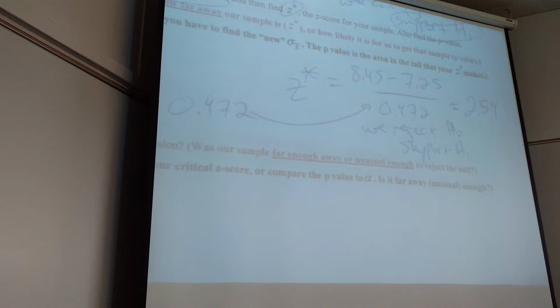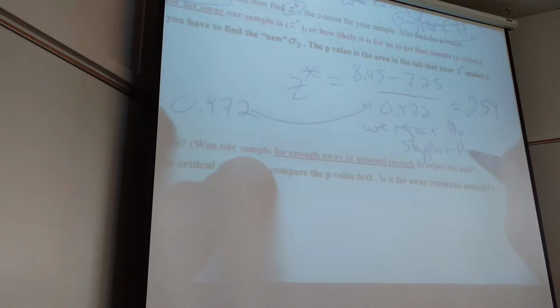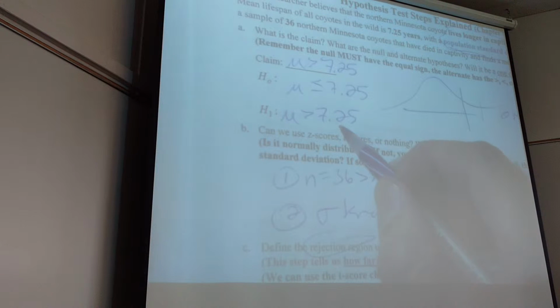All right, so now, which one of those was our claim? The claim could have been either one. But which one of these was our claim? The ho or the high? The high happened to be the claim here, right?